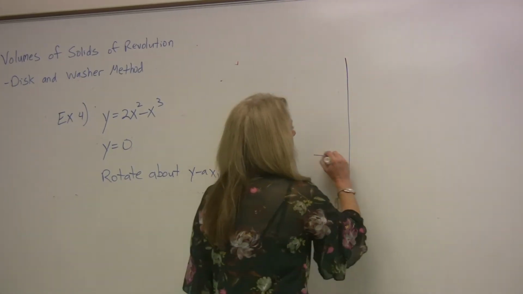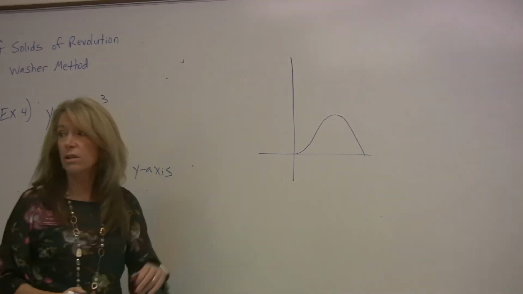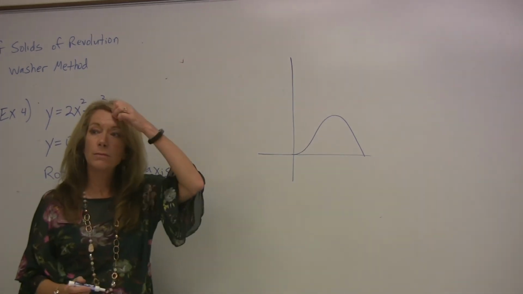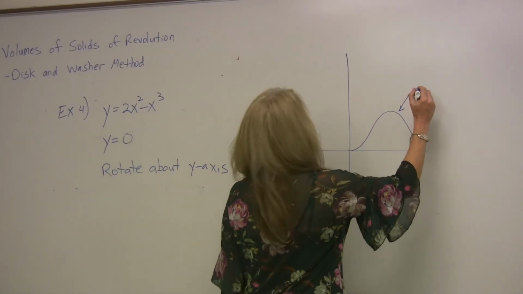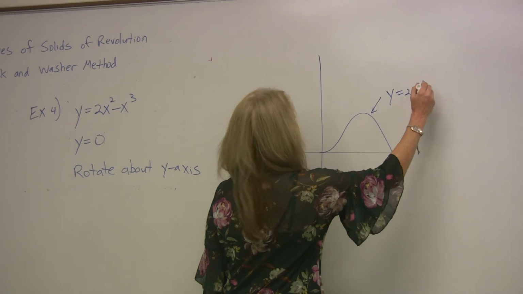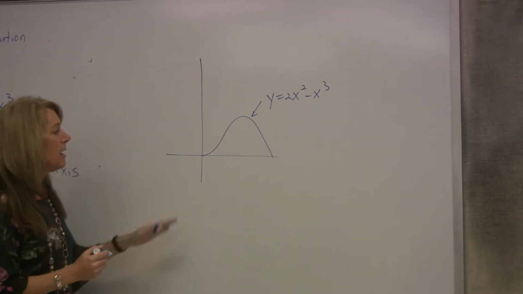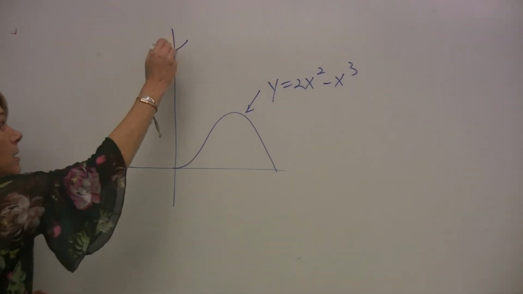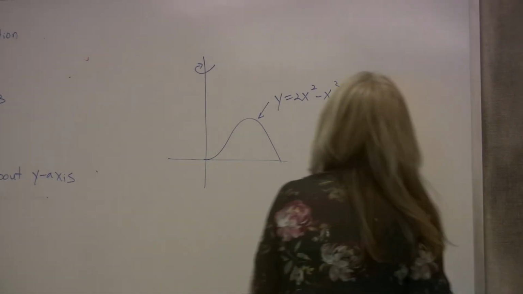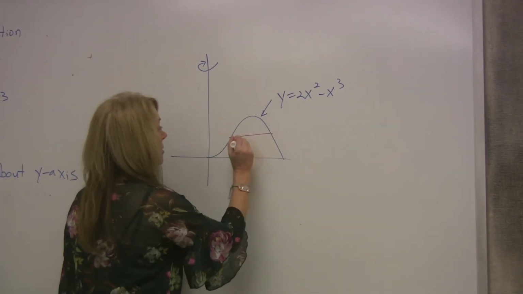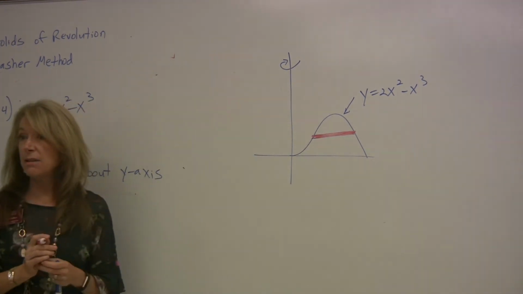So your graph, you ended up with something that ended up looking like this for your region. There's some more to the graph. You should have had this for your region over here. Yes? And we were rotating about, this was the function y equals 2x squared minus x cubed. There was more to it, but this was the part that was enclosed because it was enclosed by this axis and that. And we're rotating it about the y-axis. So to do that, I need to draw my slice horizontal, because it has to be perpendicular to the axis. So here's my little slice. Okay, here's my slice horizontal.